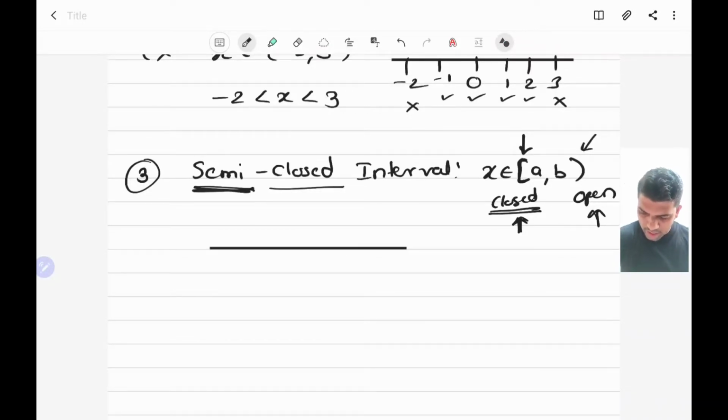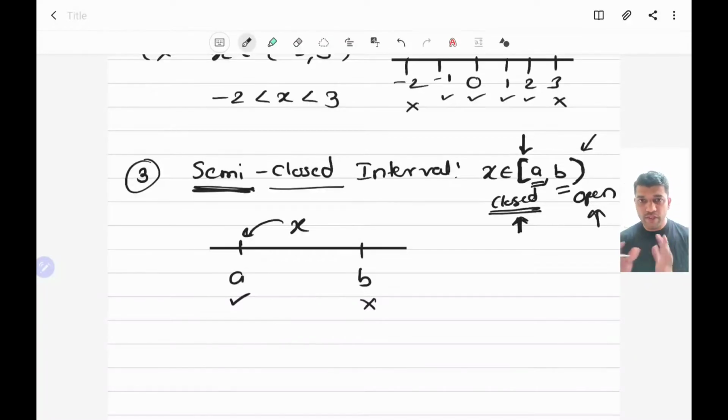So how will you represent the semi-closed interval on a number line? Let's say this is the number line representing the values of X. Let's say A lies somewhere here, B lies somewhere here, and since it is closed on the side of A, you can consider the value of X as A, which is allowed. But if you observe, it is open on the B side, which means the B value you have to neglect for X. So here, this is very important, friends.